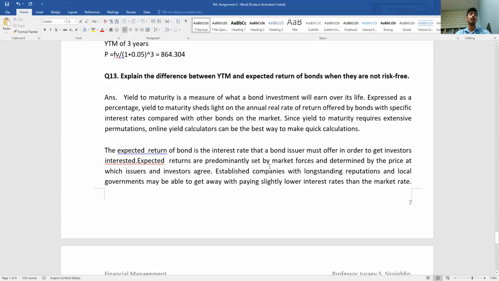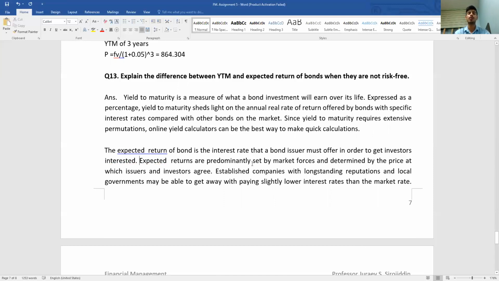Question number 13. Explain the difference between yield to maturity and expected return of bonds when they are not risk-free. Yield to maturity is a measure of what a bond investment will earn over its life, expressed as a percentage. YTM sheds light on the annual real rate of return offered by the bond compared with other bonds on the market. Since yield to maturity requires extensive computation, an online yield calculator is the best way to make a quick calculation. The expected return of the bond is the interest rate that the bond issuer must offer in order to get investors interested.